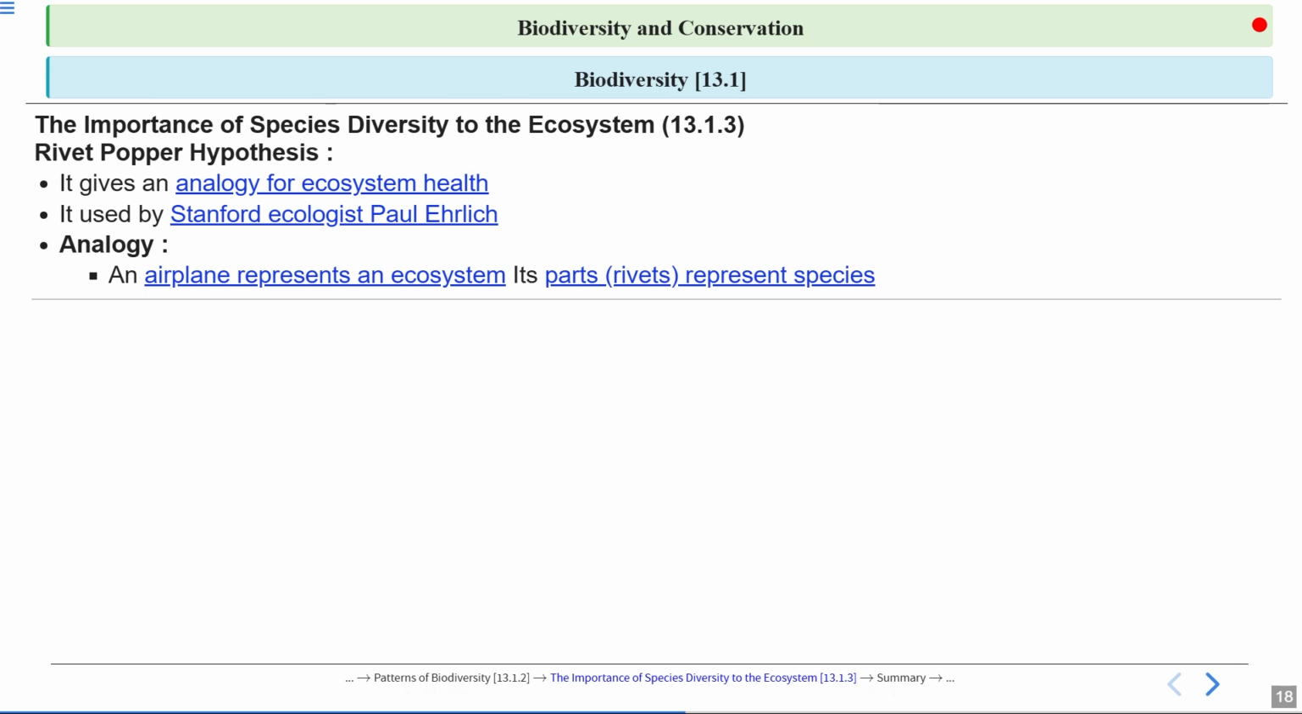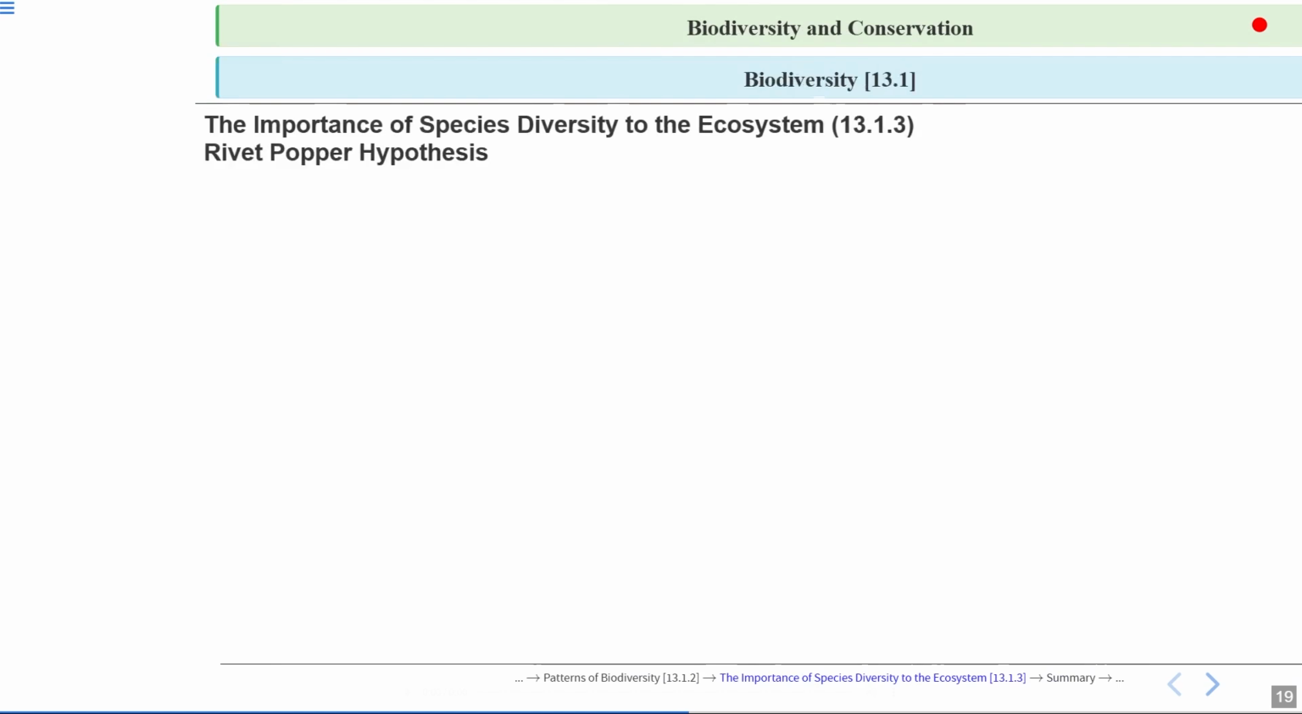Okay, here you can see an airplane is representing an ecosystem and the parts of the airplane. These are representing the rivets. The parts, also known as the rivets, are representing a particular species. So the airplane is representing an ecosystem and its parts are representing species. So we have an ecosystem and we have species belonging to that ecosystem.